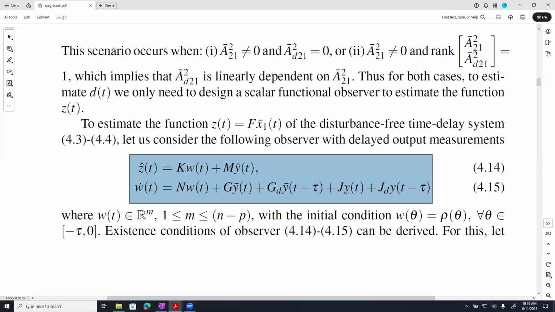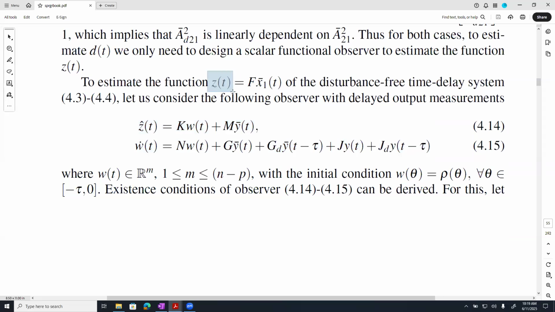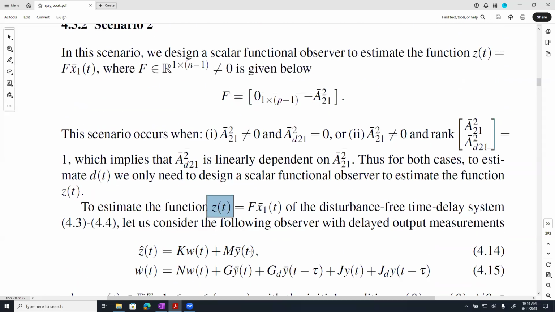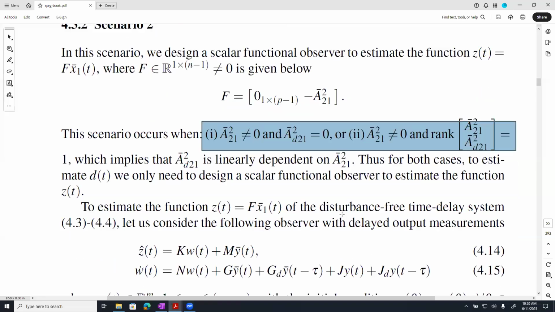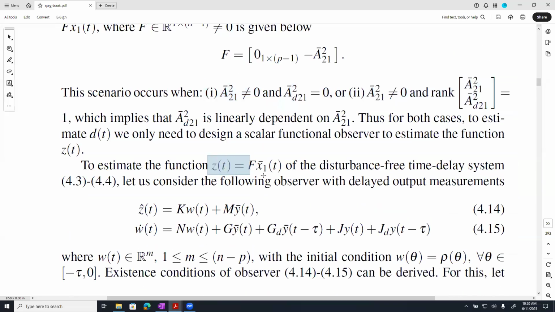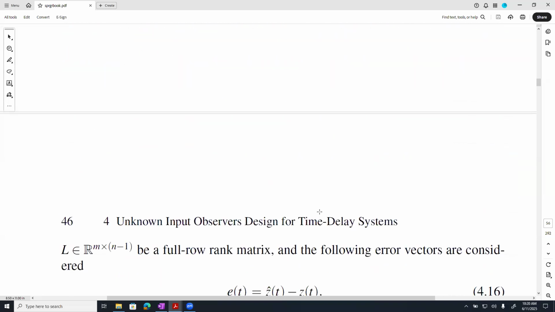So the idea here is then we need to estimate this functional. It's not the generalized functional. It's the function that comes from exploiting the structure of submatrices, and then looking at whether these conditions are satisfied or not. If that's the case, we only need to estimate one linear functional observer to realize the unknown input. So that's the story behind that.